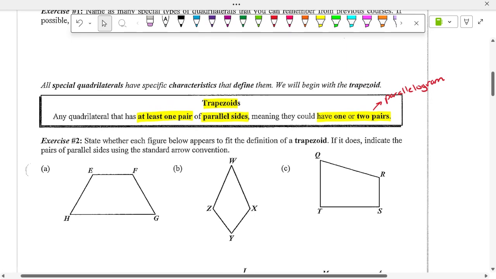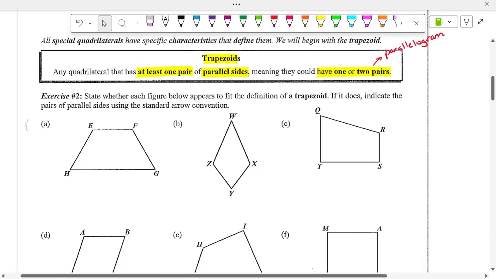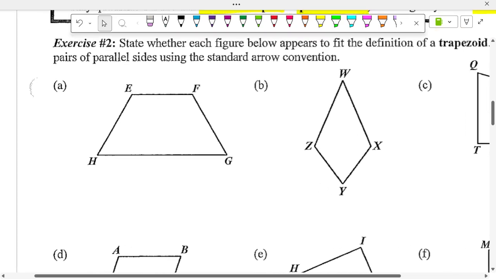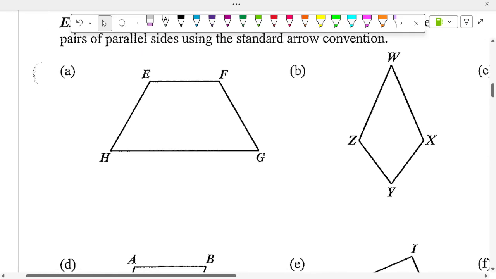So we're going to state whether these look like trapezoids or not. We need to identify at least one pair of parallel sides if we can. So let's look at number one. Do you guys think that would be a trapezoid? Yes. So where are my parallel sides?